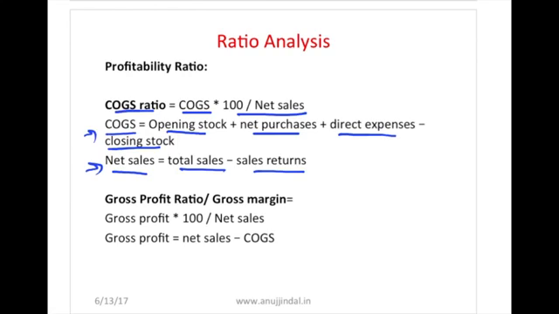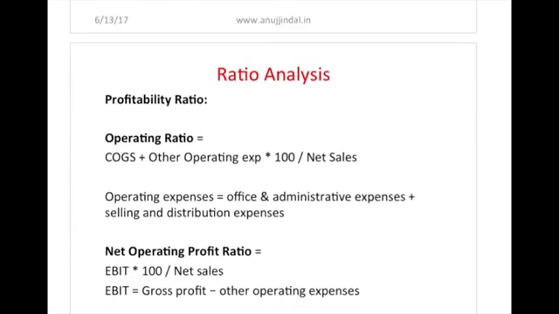Gross profit ratio or gross margin ratio, another one. The formula is gross profit into 100 upon net sales, wherein gross profit is net sales minus COGS. You have already found out net sales.